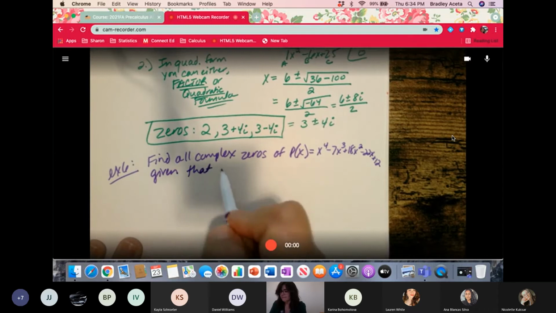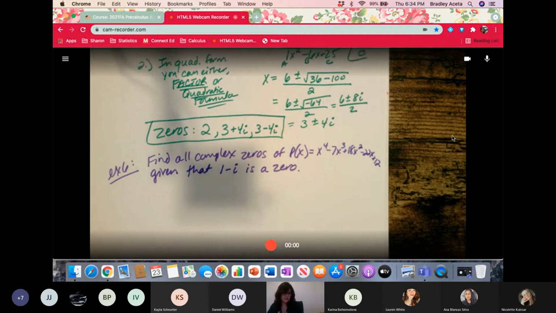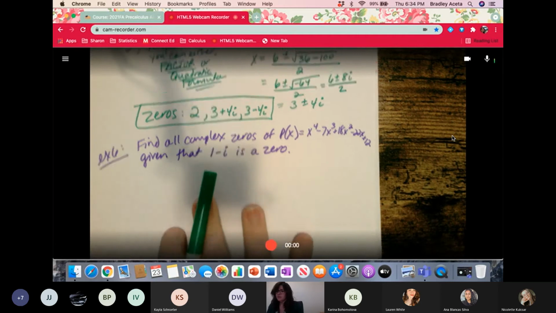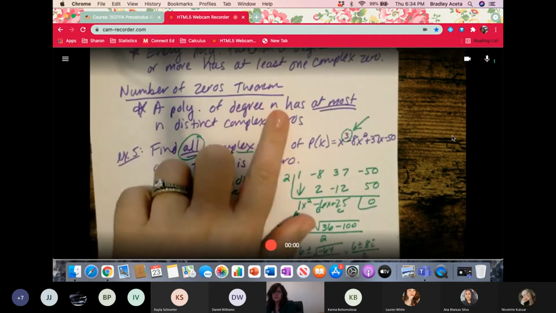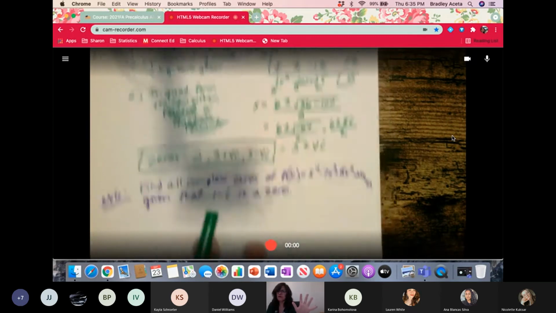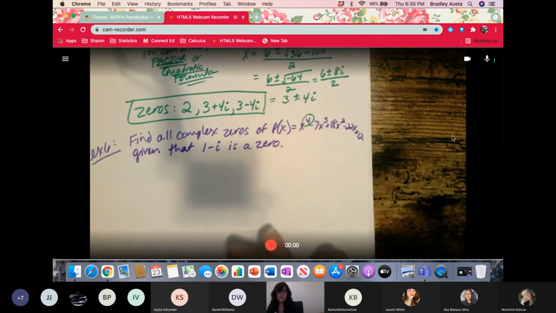Given that 1 minus i is a 0. And I know what you're thinking to yourself. You're like, oh my golly, I don't want to write them all out. I don't either. So we're going to use our calculator. First thing I want you to notice is, again, it goes along with this number of zeros theorem, that a polynomial of degree n has the most amount of zeros, n amount, okay? So when I look at this one, I'm like, oh my gosh, I got to find 4 zeros, 4 of them. Well, you really know 2 of them right now, don't you?